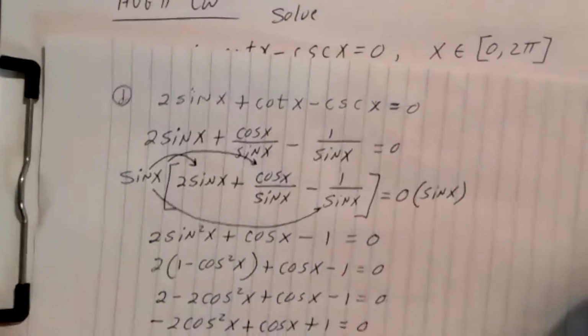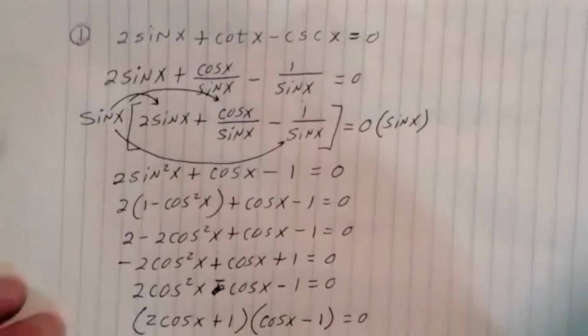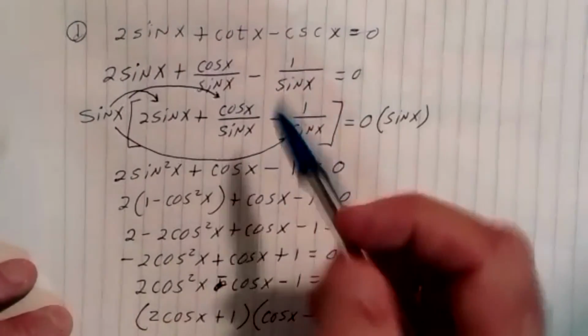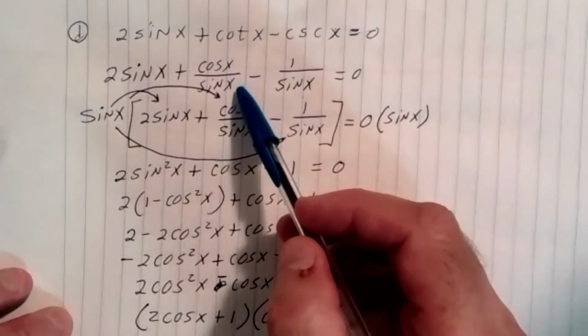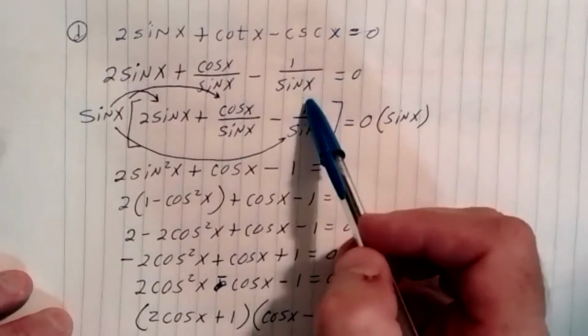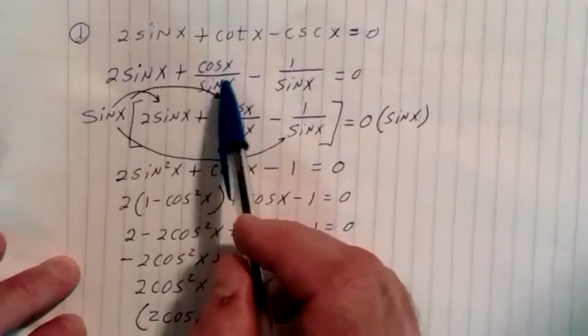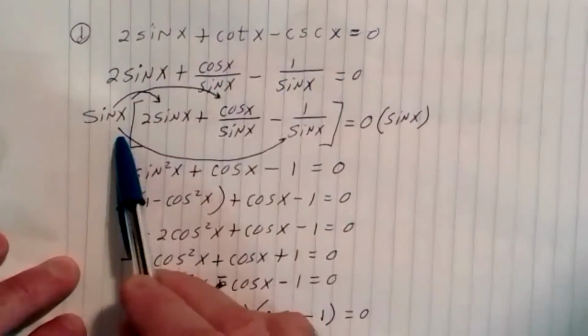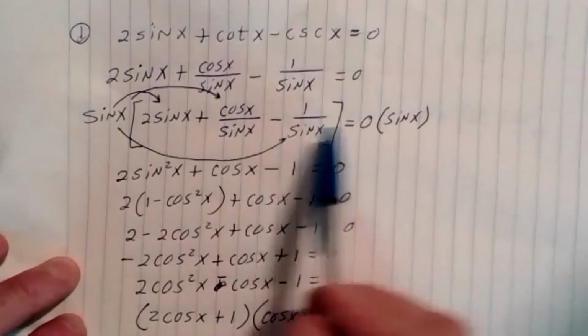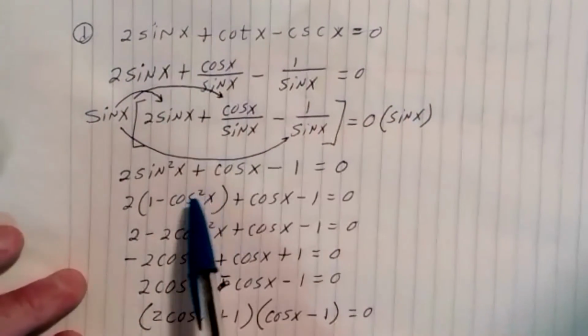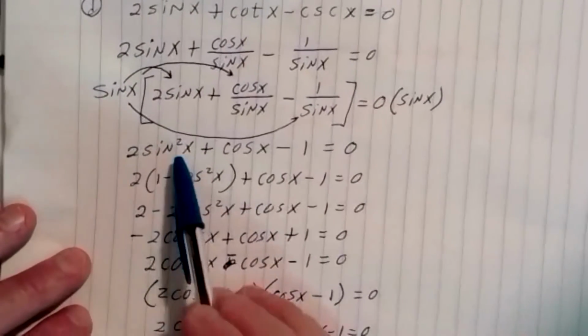Okay, so problem number 1 on the classwork here. Notice I replaced cotangent x with cosine x over sine x, replace cosecant x with 1 over sine x. I then multiplied both sides of this equation by the sine of x to knock out these two fractions here. But you got to multiply each term by sine x on both sides of the equation. When you do that, you'll get your equation down to this.